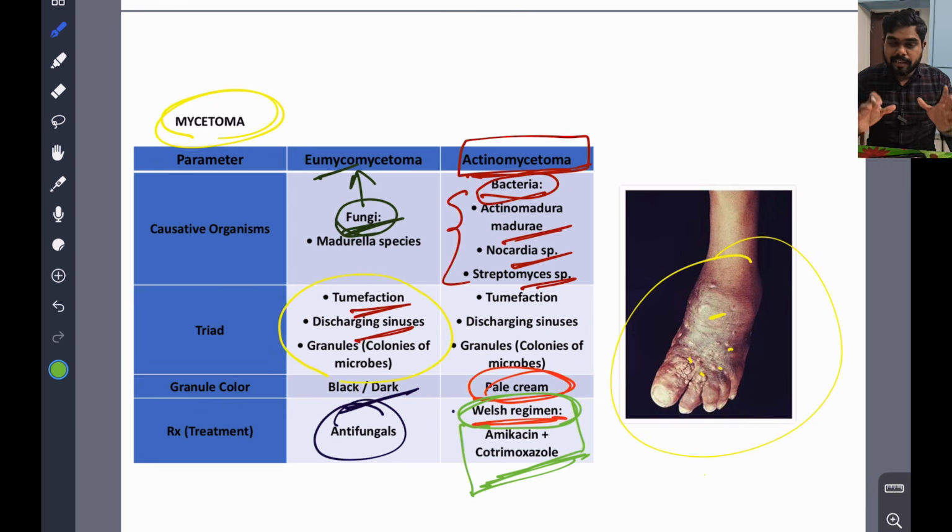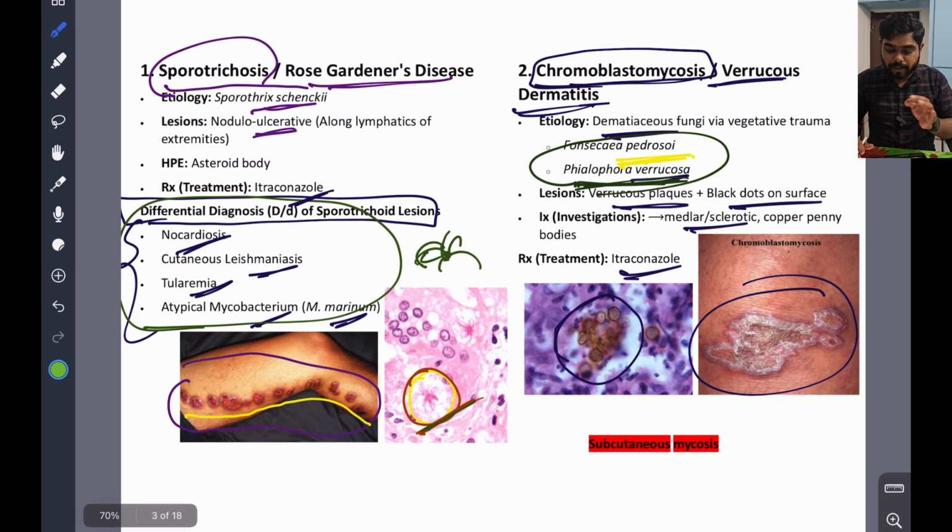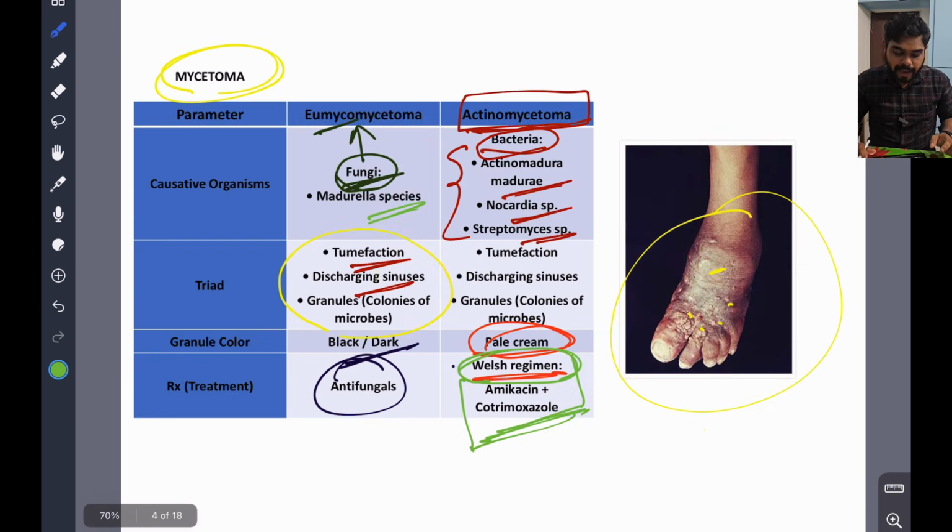The diagram is there, history will be there, and clinical features will be there, and everything is similar. Pale cream color is going to be actinomycetoma. Black dark sinuses are going to be eumycetoma, caused by Madurella species, a fungus. Okay, clear? So these three are important: sporotrichosis, chromoblastomycosis, and mycetoma. All three are important.